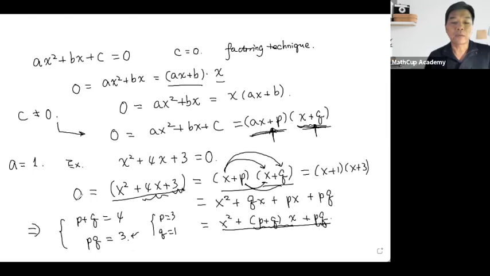Now we know that for 0 equals (x plus 1) times (x plus 3), either x plus 1 equals 0 or x plus 3 equals 0. So x equals -1 or x equals -3, and these are the two solutions. So we actually used the factoring technique to solve a simple quadratic equation with non-zero b and non-zero c. That's quite an improvement. Let's look at another example.